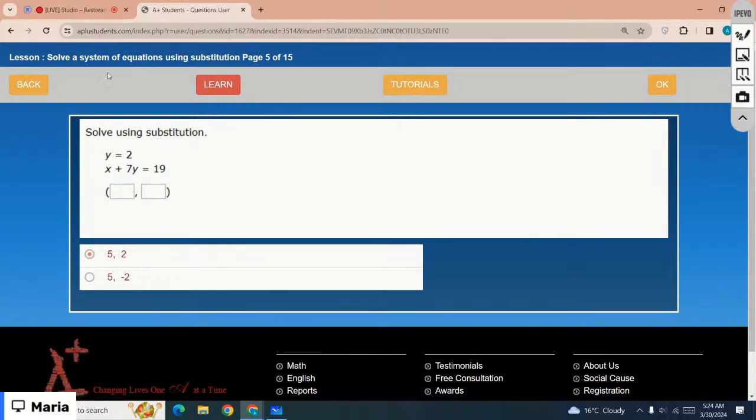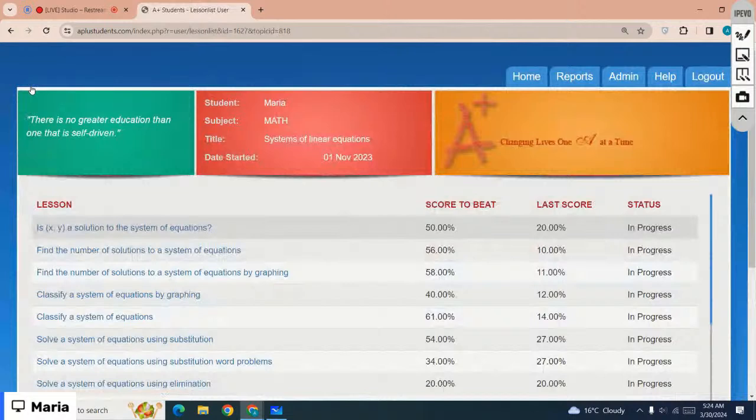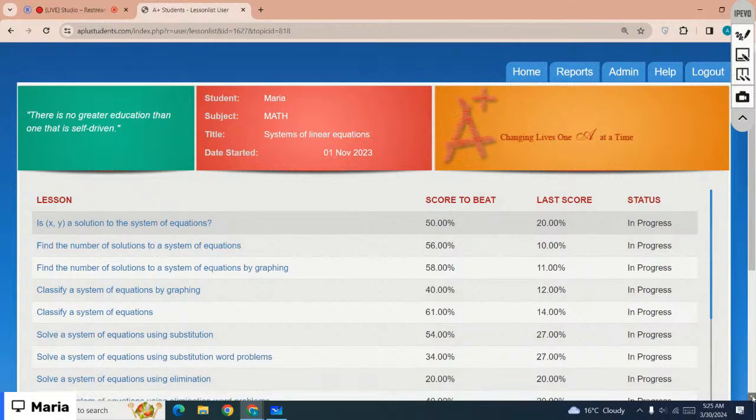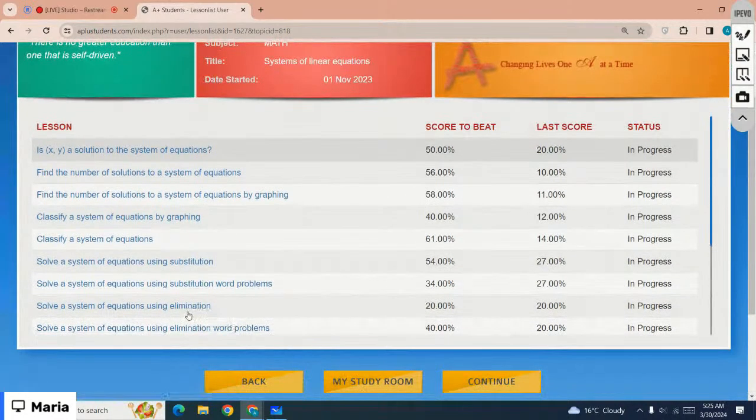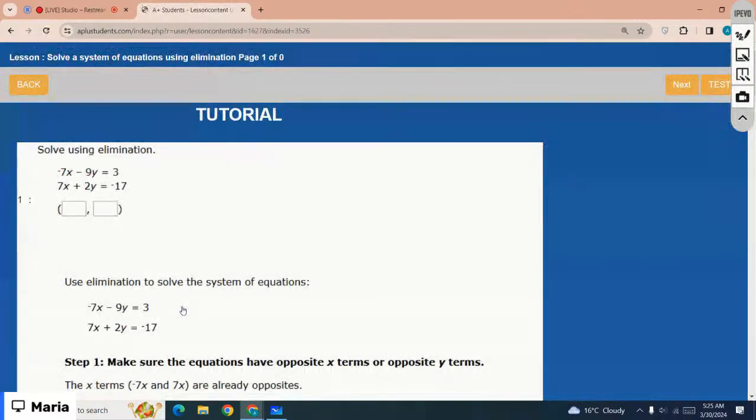Okay, you can complete the lesson by yourself later today. Let me just move on to the next lesson. Okay, the next one is solve a system of equations using substitution word problems. So you can do the word problems in your own way. We're going to start with the next lesson, that is solve a system of equations using elimination.